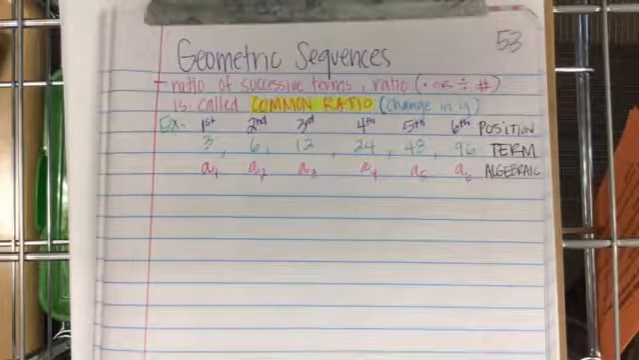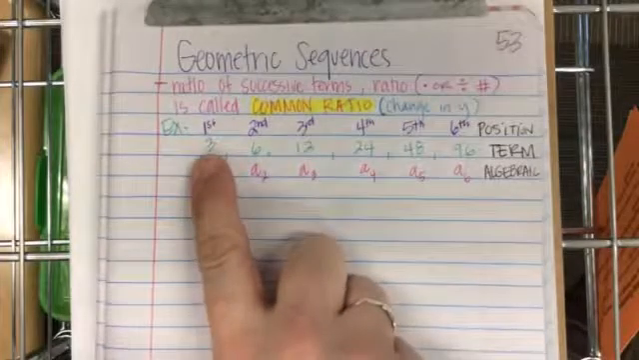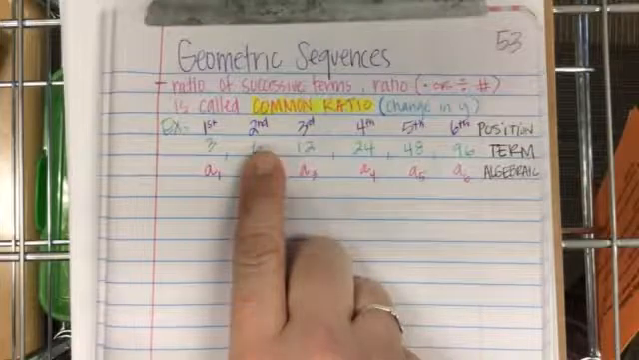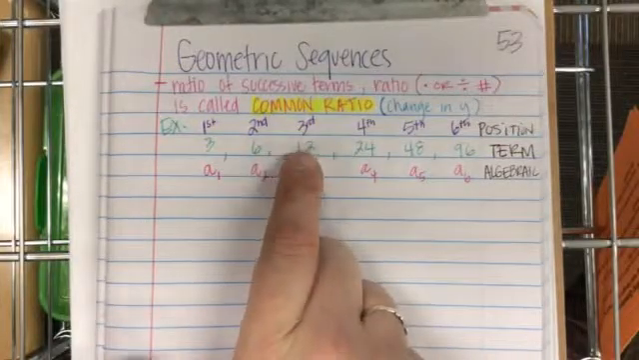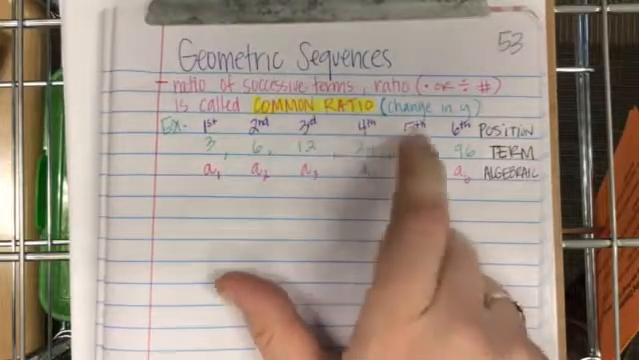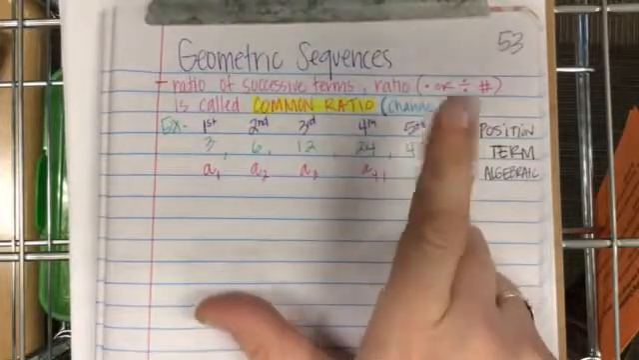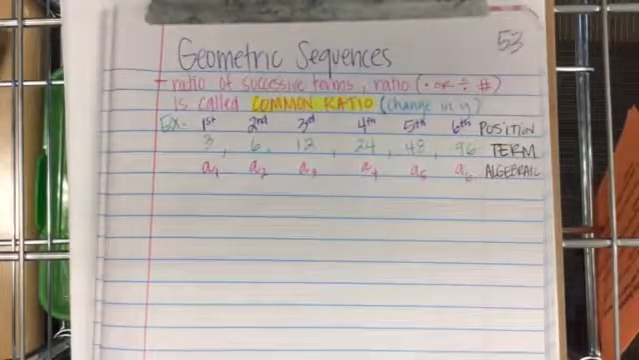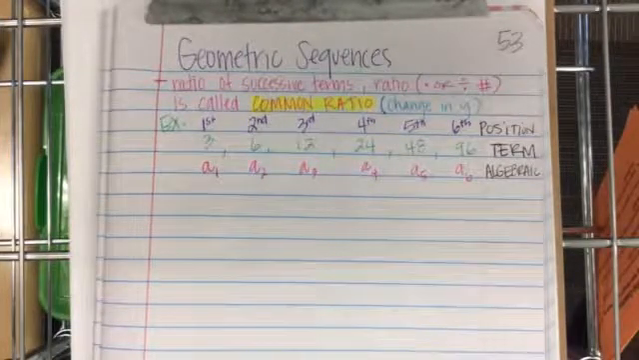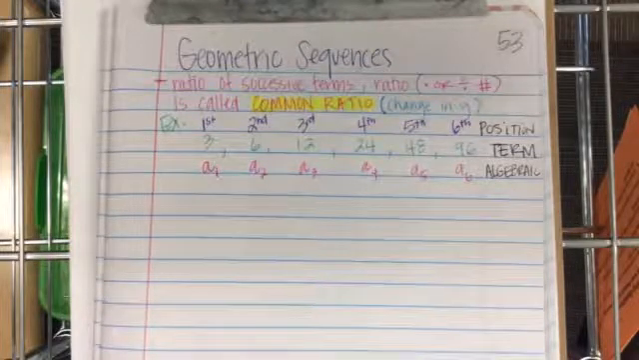So is this a geometric sequence? Does it follow a pattern? Yes. To get from 3 to 6, what do you do? Multiply by 2. From 6 to 12, multiply by 2. 12 to 24, multiply by 2. 24 to 48, multiply by 2. 48 to 96. So if I said, what's the 8th term, could you figure it out? Yes, you just keep multiplying by 2, right?